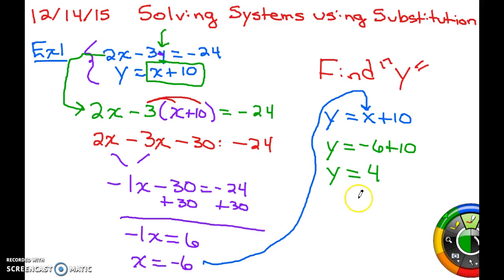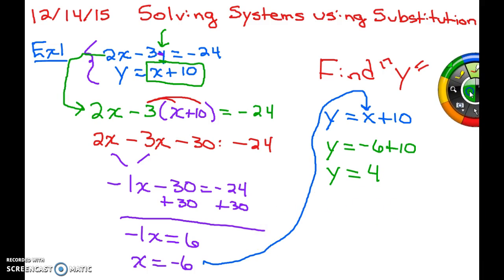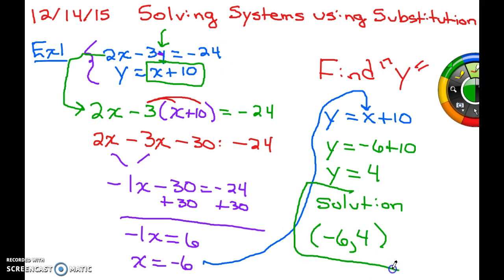And so if we went down and said, all right, well, what's our final answer then? Our solution is the x and the y value that make both of these equations true. And in this case, we write our solution as a point, just like the point of intersection. These two lines would meet at the point negative 6, 4. 4 is equal to negative 6 plus 10, and 2 times negative 6 minus 3 times 4 would equal negative 4. This is the answer that would work in both.